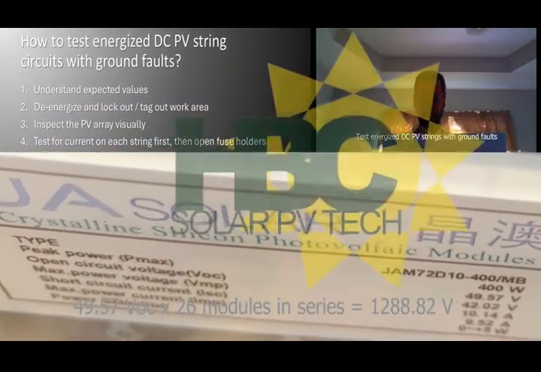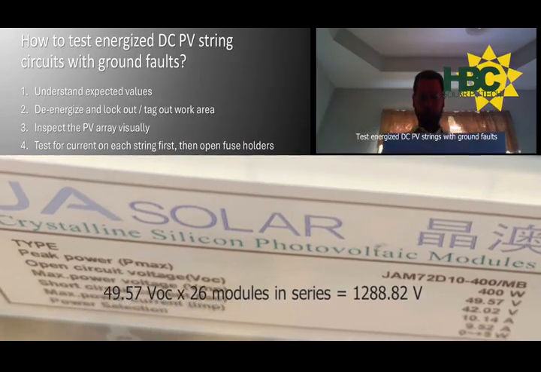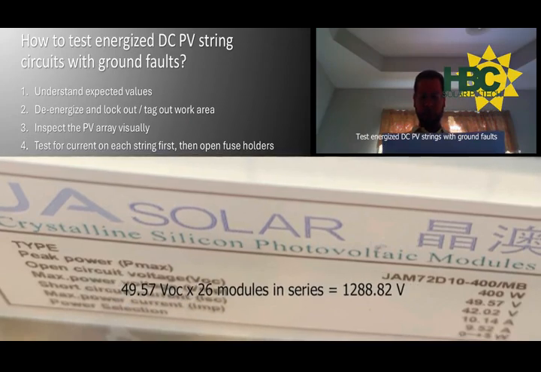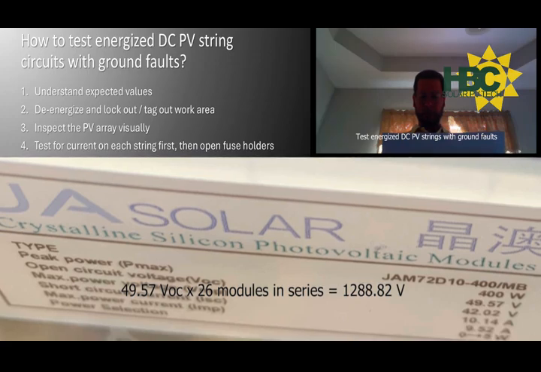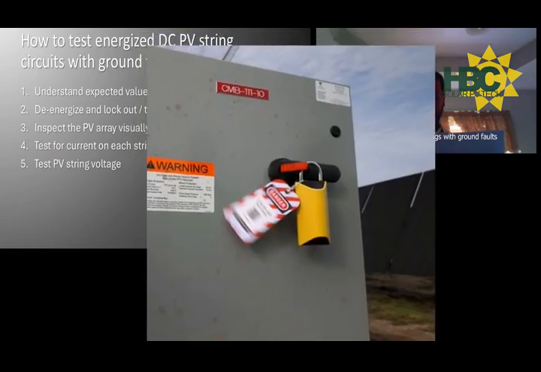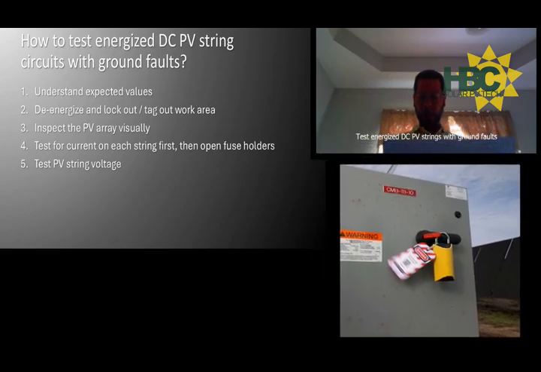Module open circuit voltage, or VOC, can be found on the module label or data sheet. The PV string voltage is calculated by multiplying the module VOC by the number of modules in series. 2. De-energize and lockout tagout, LOTO, where you're working.